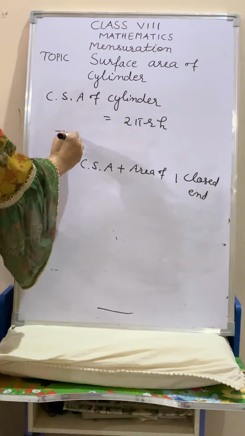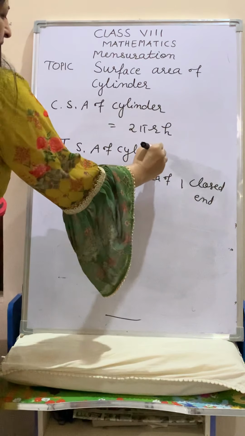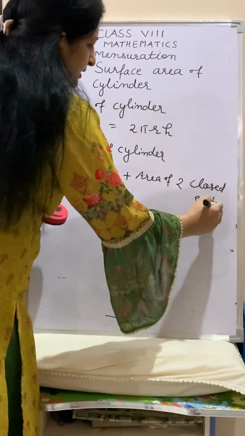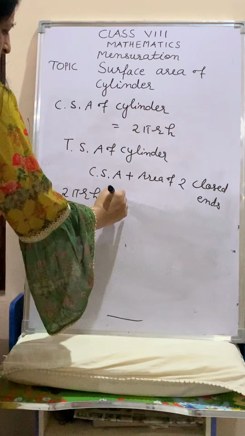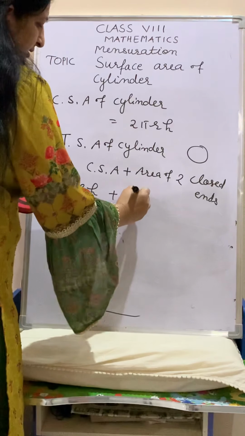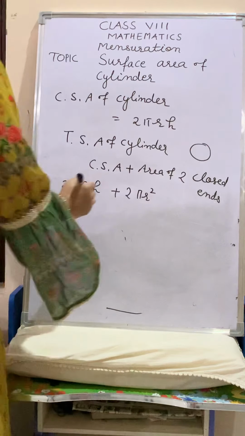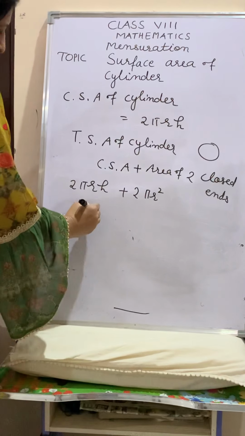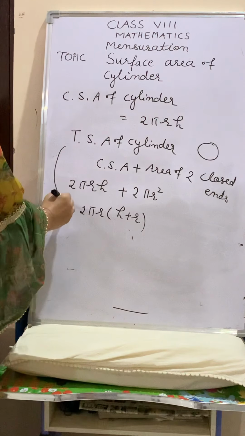Total surface area of cylinder is curved surface area plus area of two closed ends. What is the curved surface area? 2 pi rh plus what is the area of one circle? Pi r square. Two circles, 2 pi r square. Here are two terms. 2 pi r is common. So 2 pi r times (h plus r). It is the formula for total surface area.